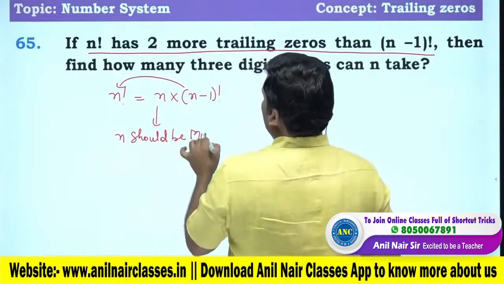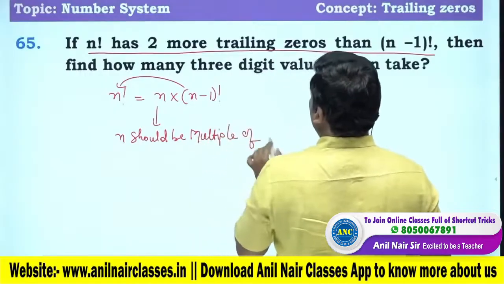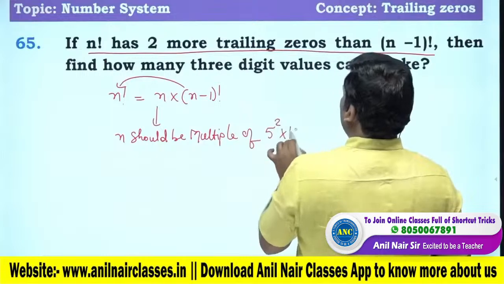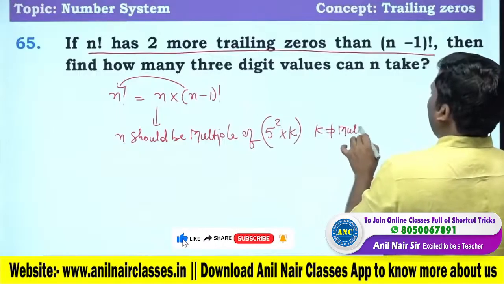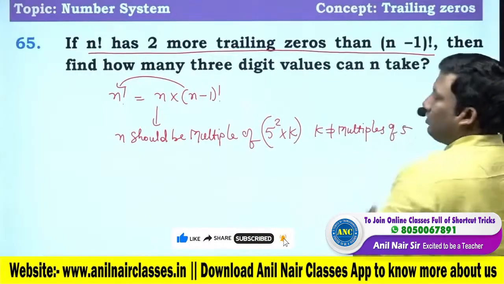N should be a multiple of 5 square into k. K cannot take multiples of 5. Are you all with me?